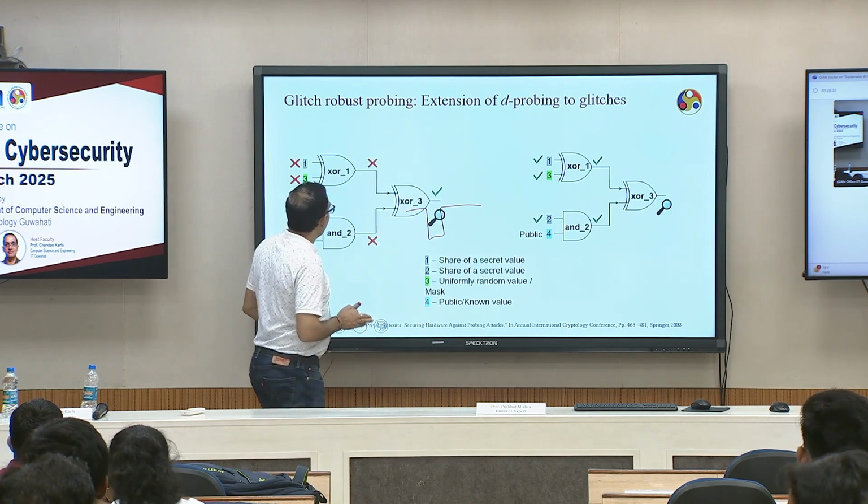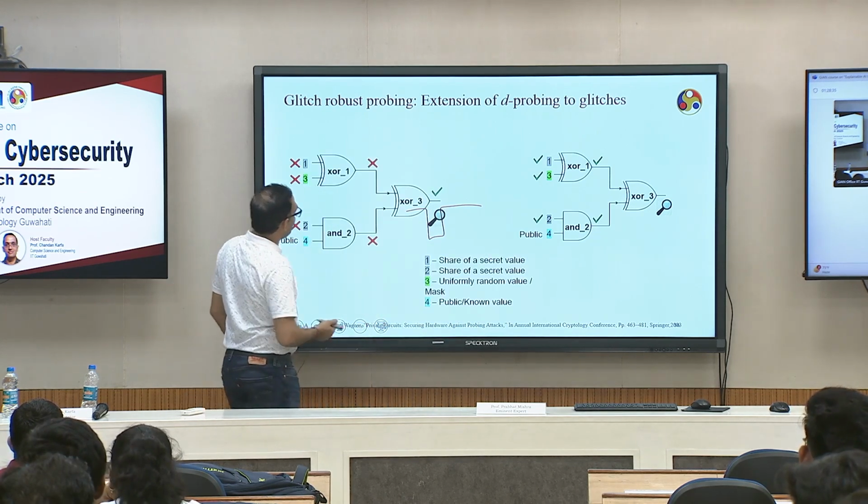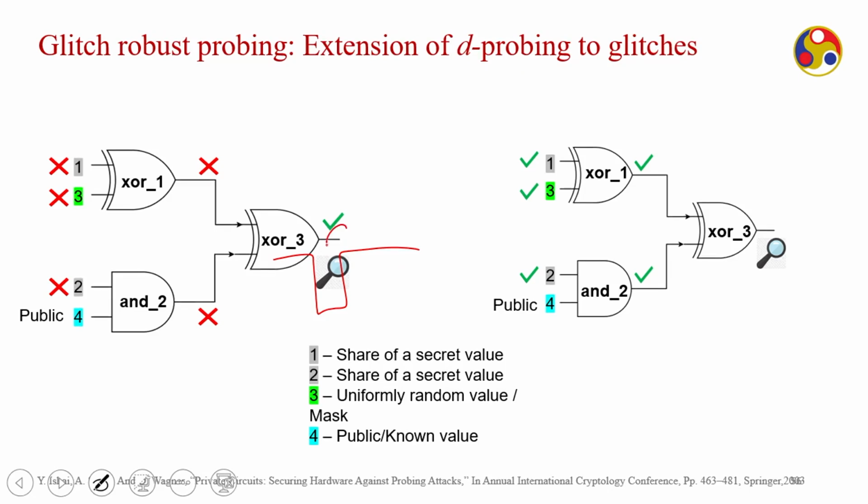So, the basic idea is that in a normal model, if you have access to this point, you cannot guess about this. But if you have glitch, if you have access only to this, you can actually reason about this as well as about this, which I have shown you with an example, right.